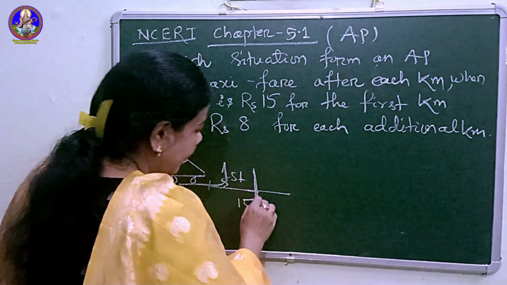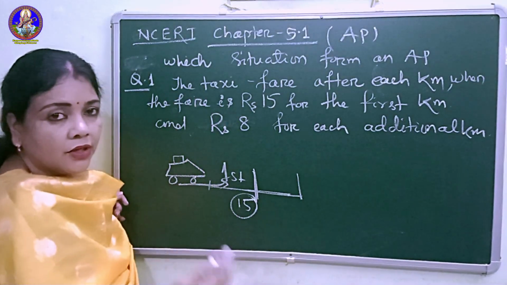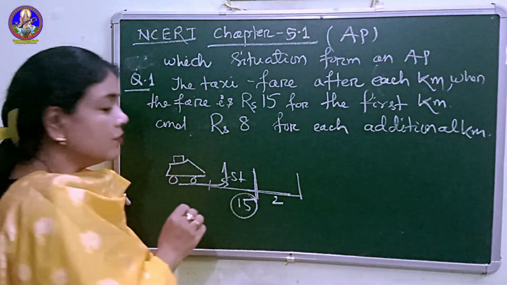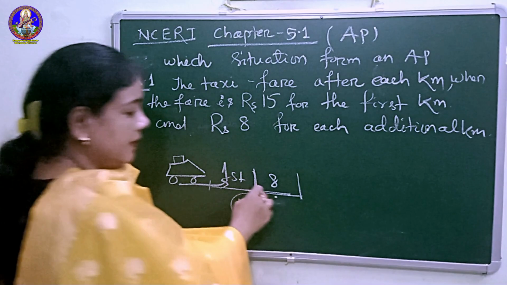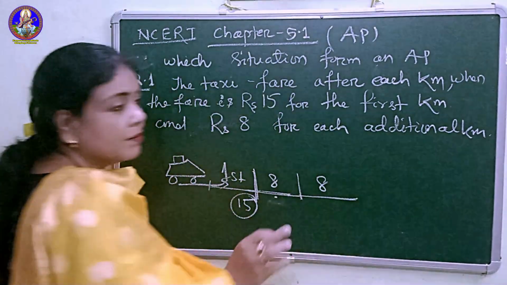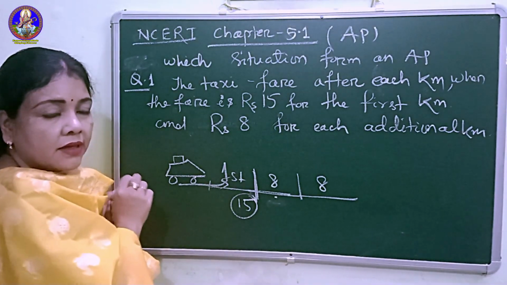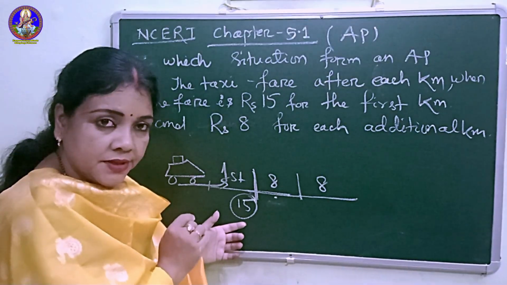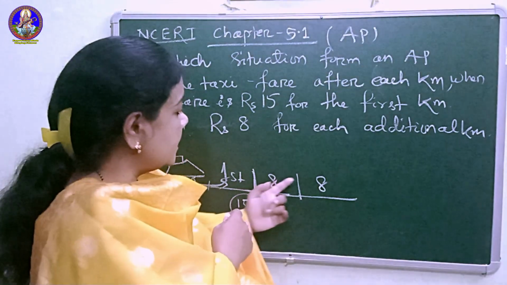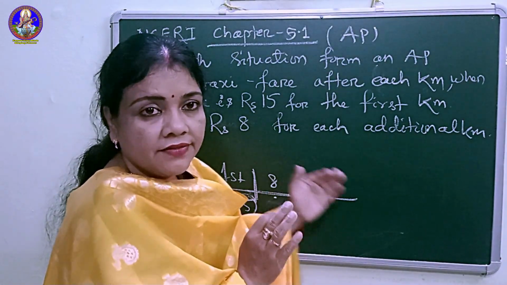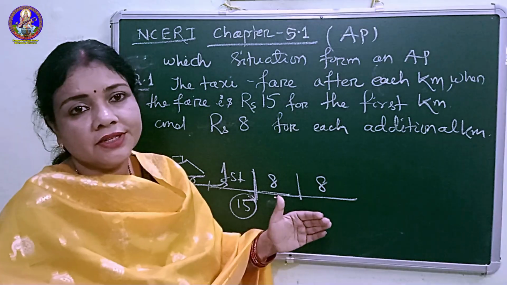This is the first term. If you go another kilometer, that means the second kilometer, the taxi fare is 8. Again that 8 is repeating for another kilometer. So for the first kilometer, the starting point is 15 rupees initially. Then after moving each additional kilometer, the fare is rupees 8. So does this condition come under AP or not?